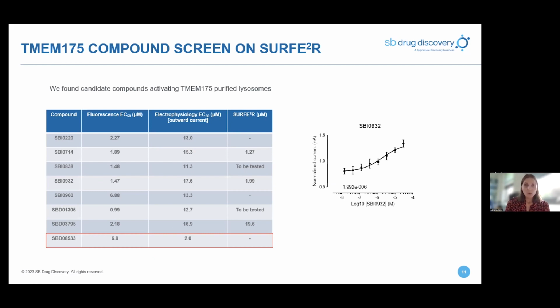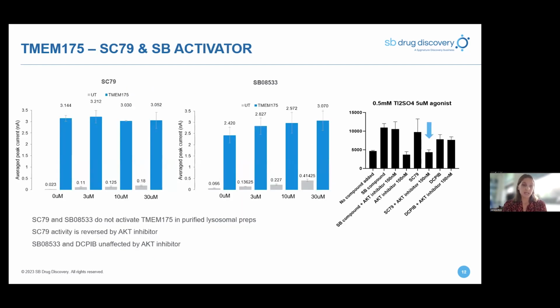So to understand why we've seen these discrepancies between the compounds in testing on electrophysiology platforms and fluorescence, we did some additional tests. And for that, we tested another compound known to activate TMEM175, which is SC79, along with our SB activator. SC79 is known or assumed to be working on TMEM through the AKT pathway, so not directly. So we thought this could also be the case with our SB activator and other compounds that are not activating TMEM on SURFE2R. So this is just a graph with average peak currents representing different concentrations of both activators, and you can hopefully see there's not much happening, not much activation apart from the background noise.